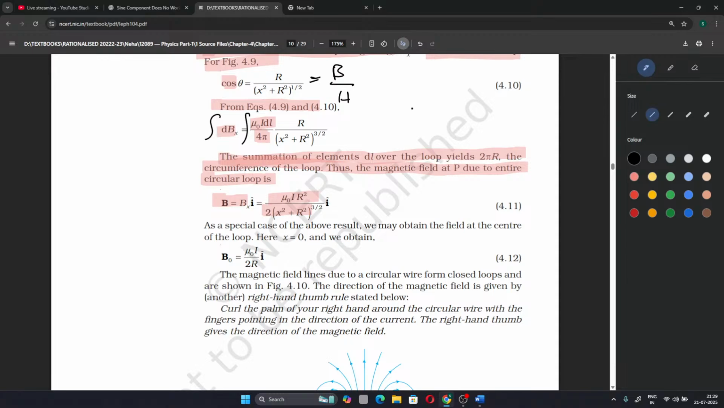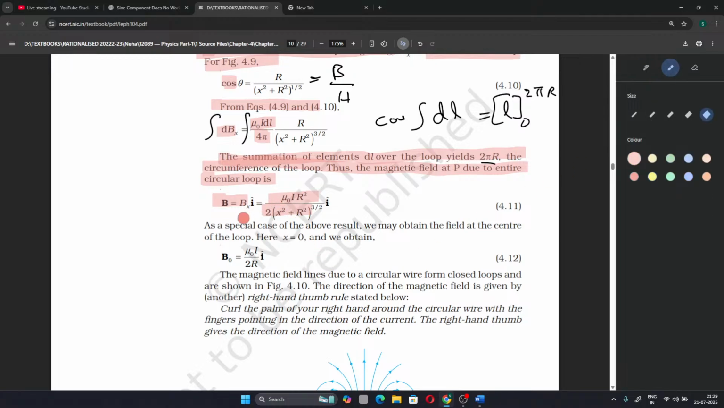The only remaining thing will be the integration of dl, which goes from 0 to 2 pi r, the circumference. Then if we substitute the constants, we will get the final value: mu naught I r square by 2 times x square plus r square whole to the power 3 by 2, I cap.